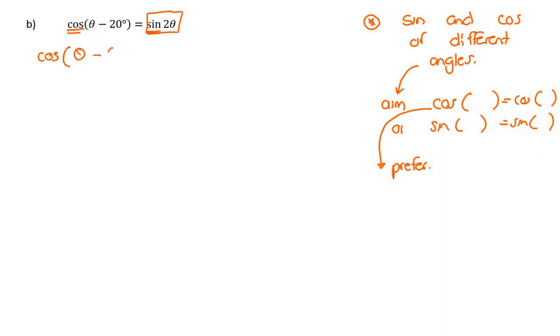So if this is theta minus 20 degrees and I'm happy with that, how can I rewrite sine of 2 theta as cos of something? Well, I would use reduction. Basically I'm anti-reducing, going backwards. Sine of 2 theta would come from cos of 90 minus 2 theta, because you're working from 90, so cos would change to sine, but it would be positive because this is quadrant 1.